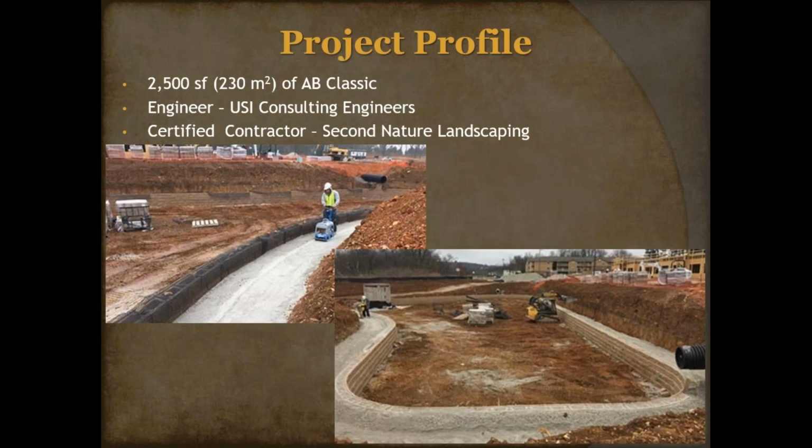About 2,500 square feet, or 230 square meters, of Allen Block Classics were used. We had a nice engineer on board, somebody very familiar with Allen Block and segmental retaining wall designs, who worked with the site civil to make this happen. We love it when certified contractors get involved. These guys have gone through proper training. They understand why we do the things we do, why compaction is important, and how water management comes into play. So it was second nature on the job site here.